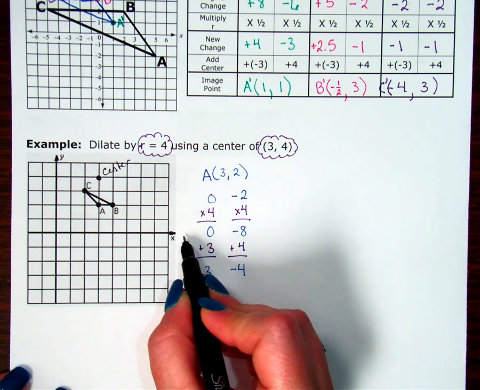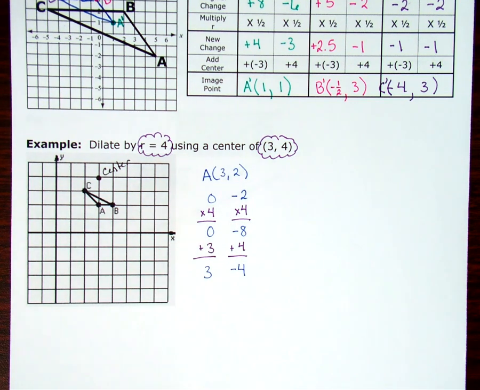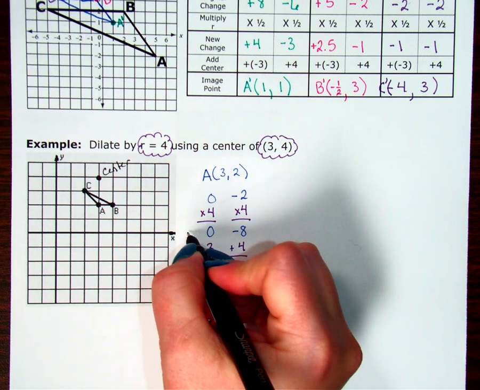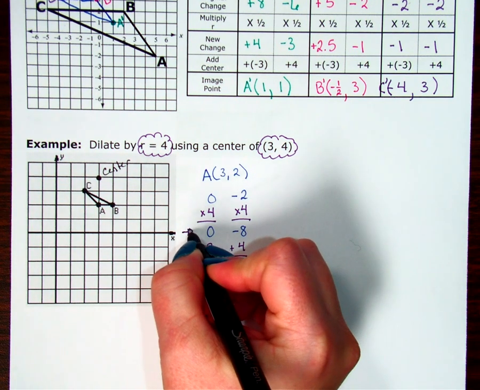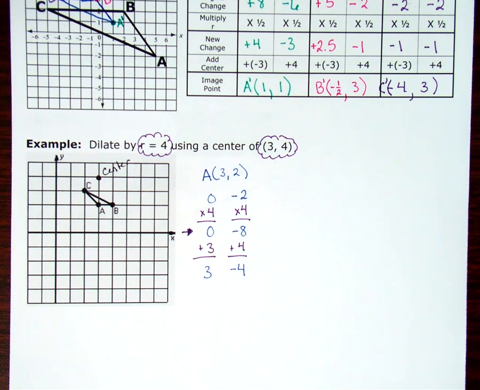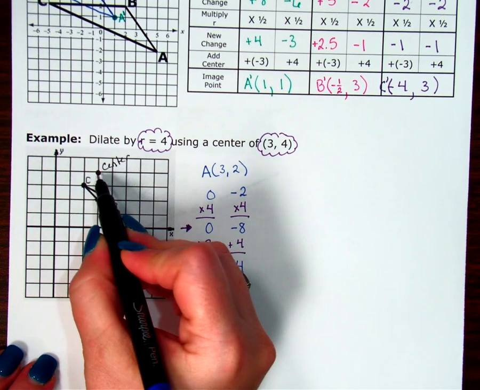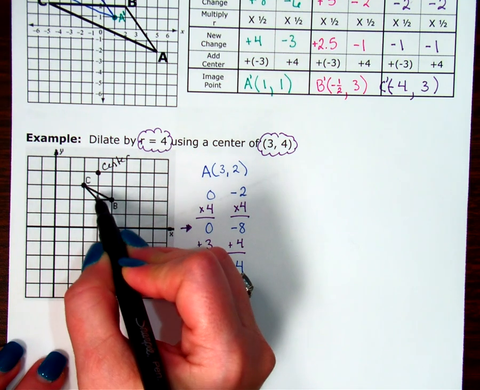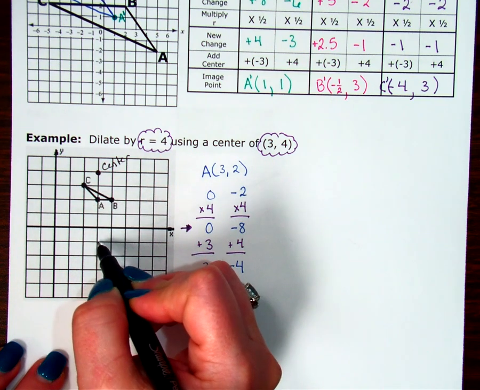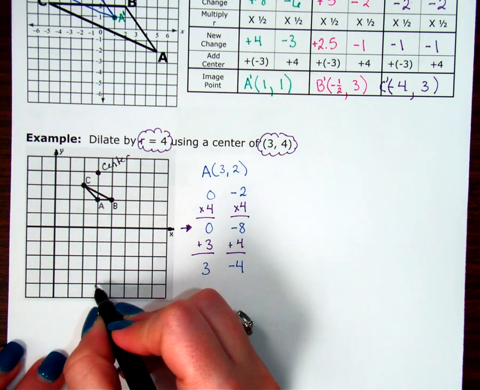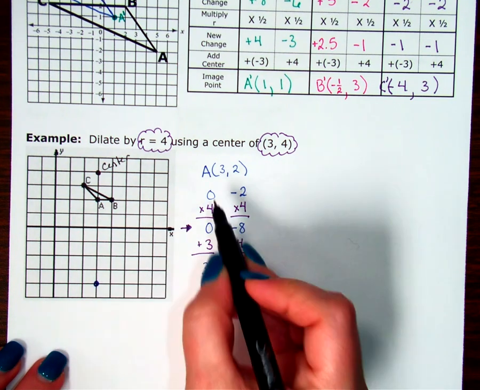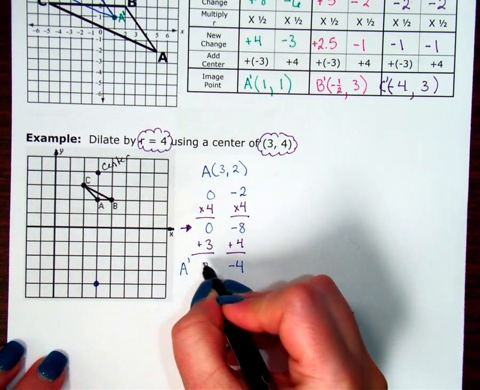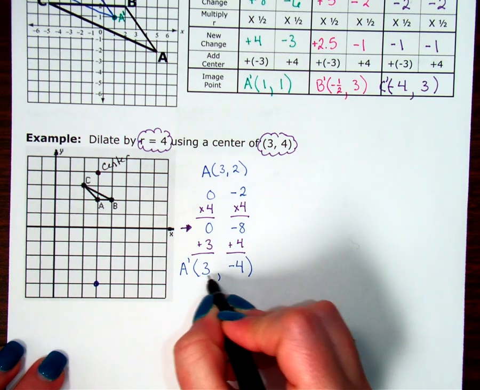Another thing we can do is we can always look at our new change, and we can go from our center making that new change 0, and then I'm going to change by negative 8 on my y. 1, 2, 3, 4, 5, 6, 7, 8, and my A prime is at the point 3, negative 4.